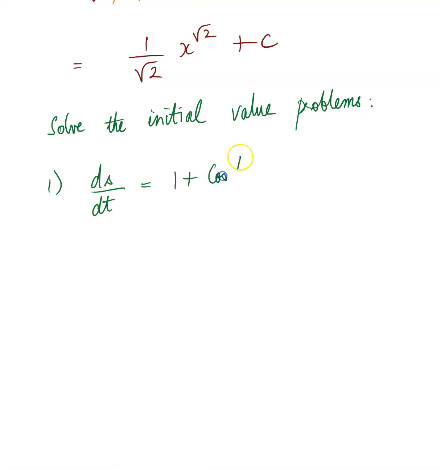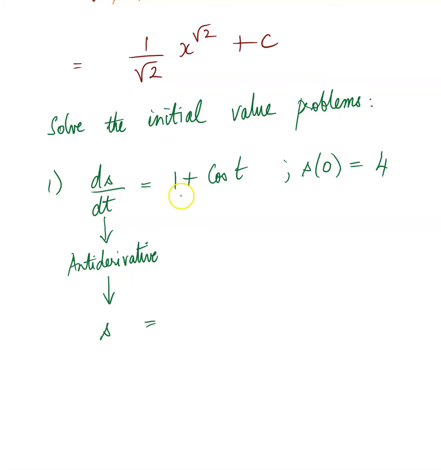ds over dt is 1 plus cosine t, s of 0 equals 4. So if you had something like this, if you recall, this was the differential equation. So we need to find the antiderivative. It's the notation change, but we've been doing the same thing all along, be it the integral sign or the other S-like sign. The antiderivative version doesn't matter, because the antiderivative of ds over dt is just s.